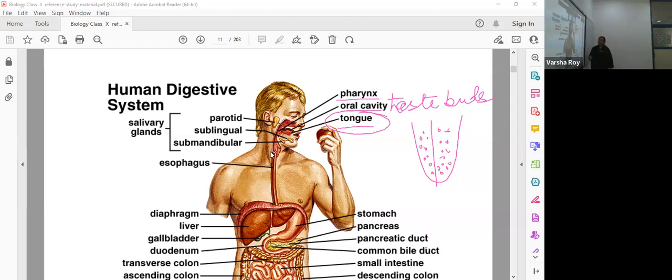And also the salivary ducts are opening here. So there is a liquid also on this, and then it helps to chew the food and grip it, and then to swallow it. This is about the taste, the tongue.